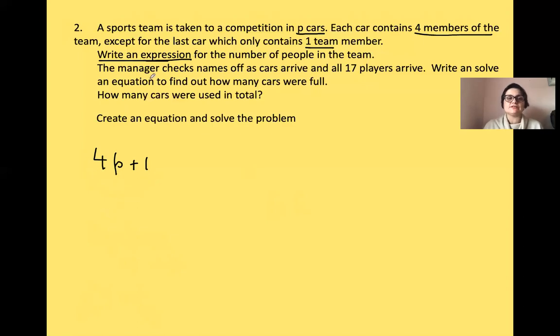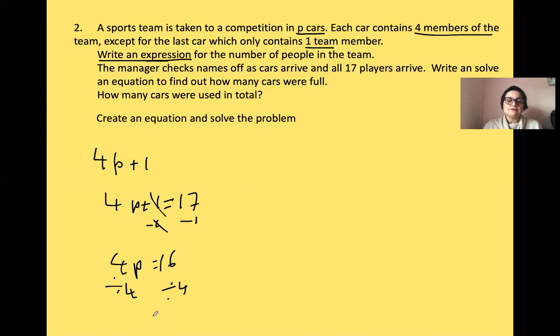The next question says the manager checks names off as cars arrive and all 17 players arrive. Write the equation to find out how many cars were full. So we're going to have 4P plus 1 equals 17. Getting rid of the 1: minus 1, minus 1. And so we have 4P equals 16. Dividing by 4 on both sides, divide by 4. So P equals 4.